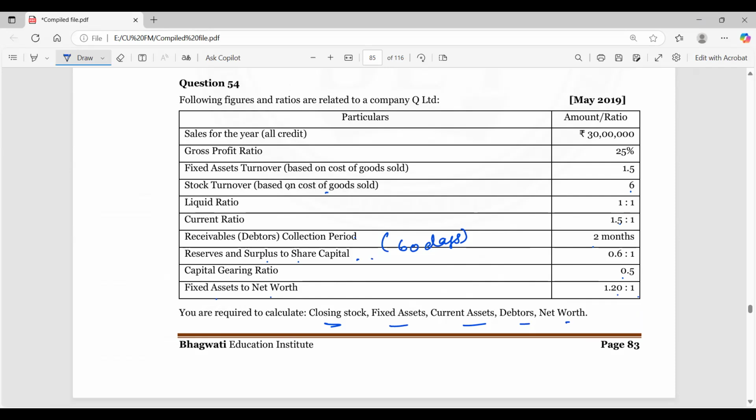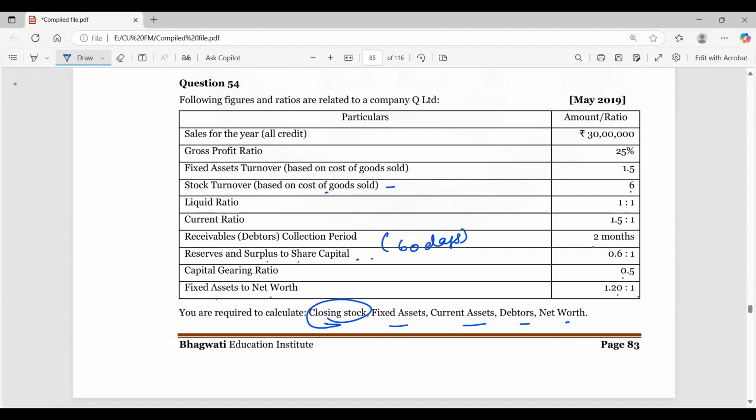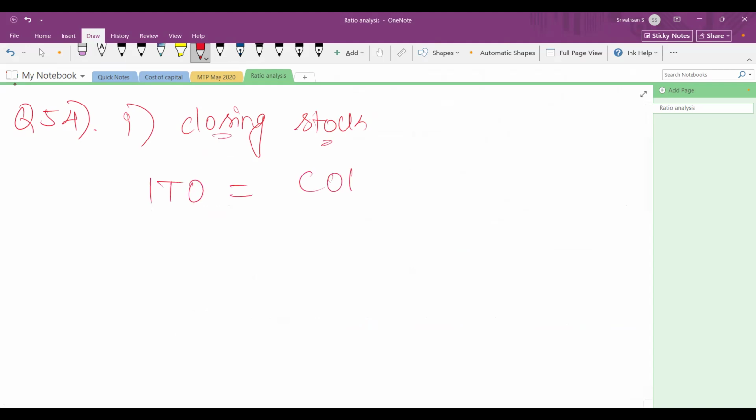Listen, in this question, have they given anything about opening stock? Nothing is mentioned. So, while calculating stock turnover, we have to take closing stock and not average stock. Clear? Question number 54. So, first closing stock can be calculated using stock turnover ratio. Requirement 1. Closing stock. What is the inventory turnover ratio? Formula, it is COGS by closing stock.